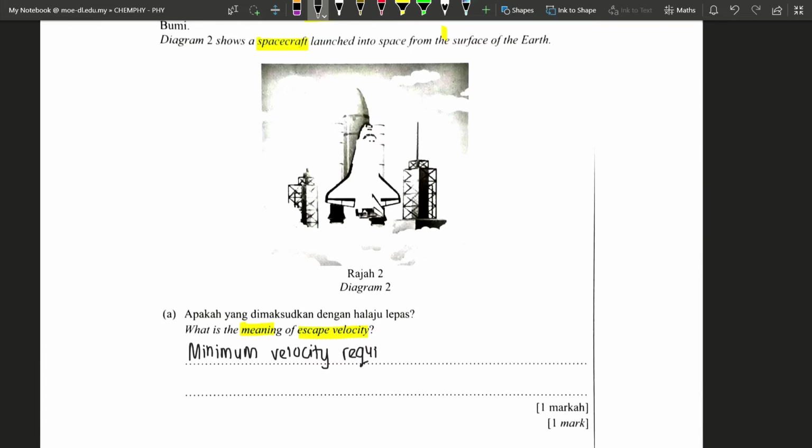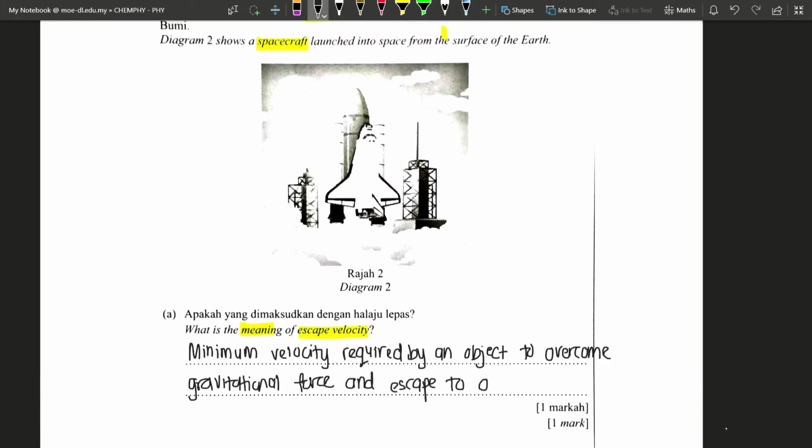required by an object to overcome gravitational force and escape to the outer space. In BM, halaju lepas adalah halaju minimum yang diperlukan oleh sesuatu objek untuk mengatasi daya graviti dan berlepas ke angkasa lepas.